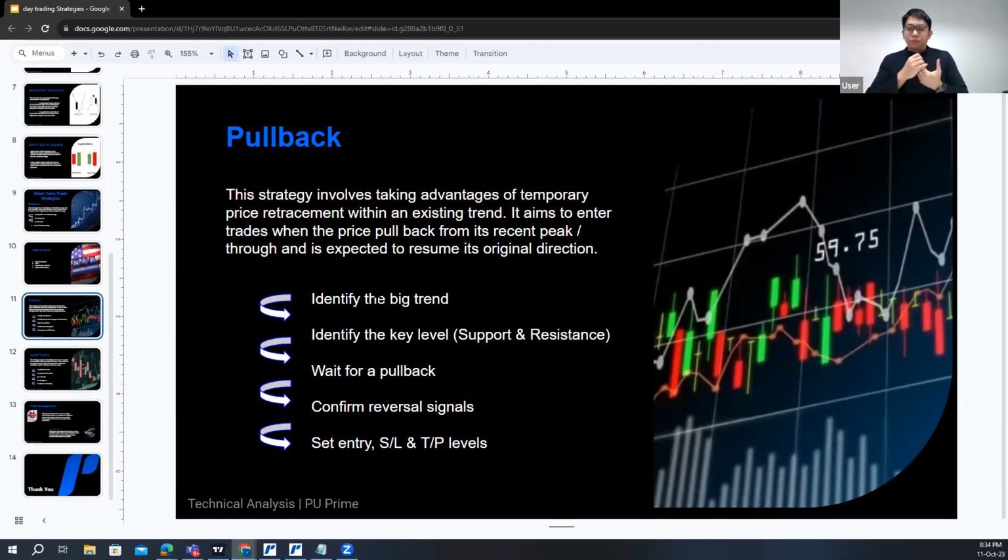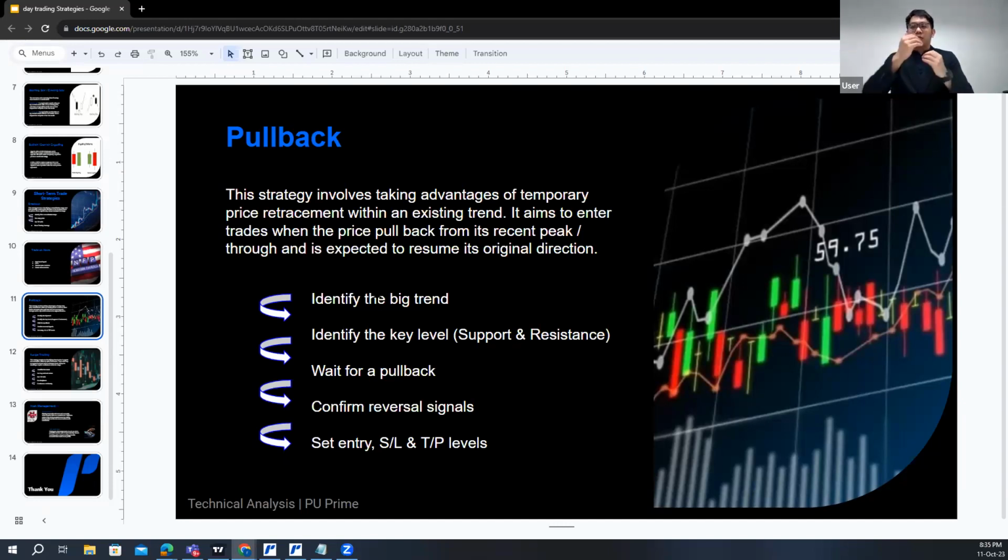But pullback strategies allow us to rethink the trend, to make the trend more solid. So it is the same. We have to identify the big trend. We need to know what the direction of the trend is going to be like. And again, we need to identify the key levels, which are the support and resistance levels. After the price chooses a direction, either bullish or bearish, we have to be patient. We wait for a pullback. We don't rush in when there is a breakout. We wait for a pullback.